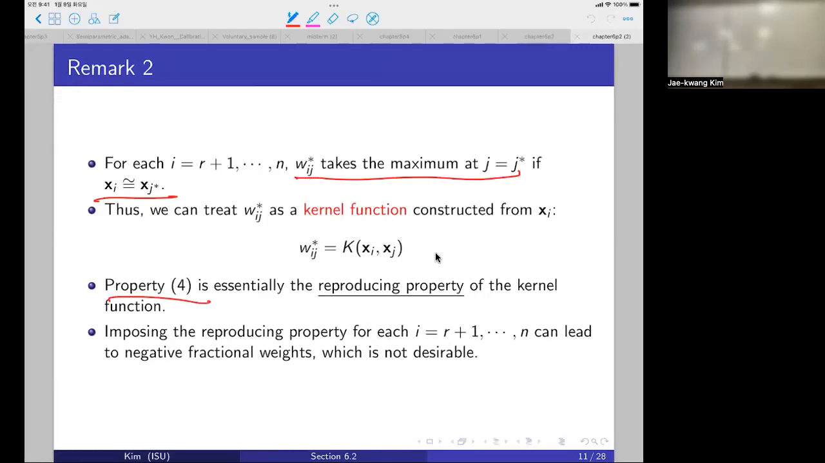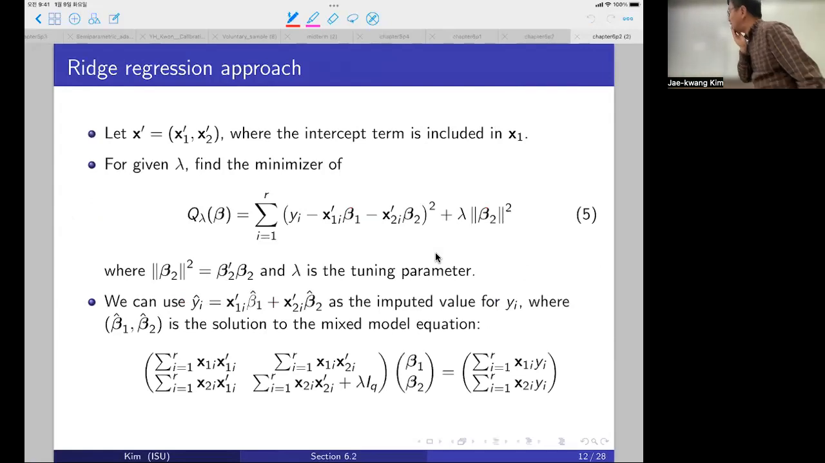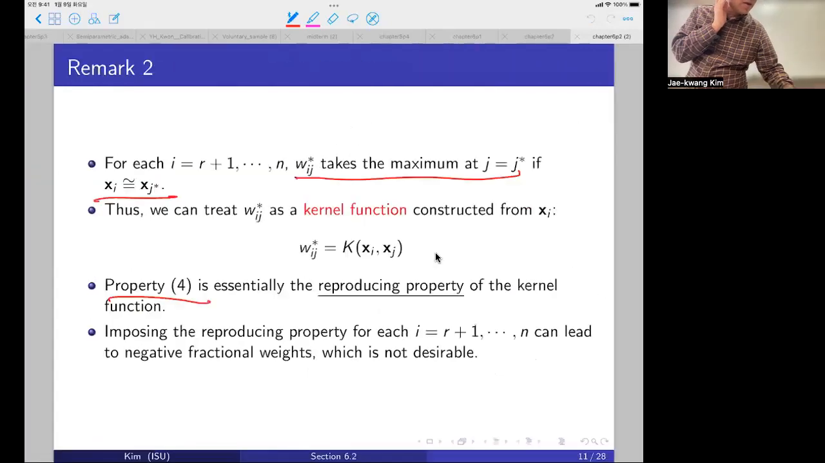the problem with the linear regression is that this kernel function can be negative. So we can actually view this as a kernel problem and impose that the kernel function should be non-negative. So this is a way to move on. So naturally, maybe one way is to relax exact balancing.